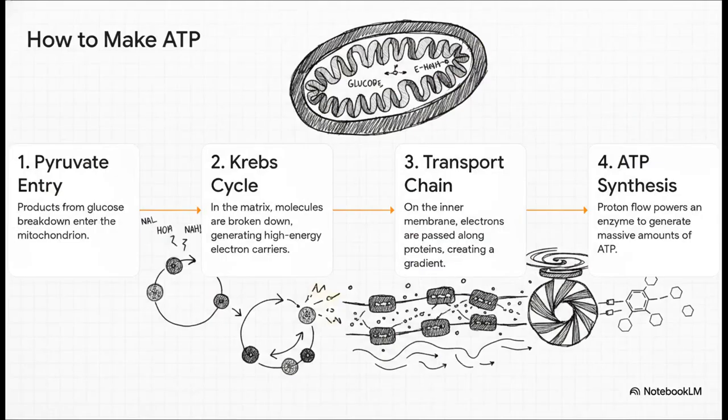Okay, so here's the quick and dirty on how that engine works. First, fuel from broken down glucose enters the power plant. Then, it goes through something called the Krebs cycle, which basically rips it apart and generates these high-energy particles. Those particles then go to that folded inner membrane and pass their energy down an assembly line of proteins. This whole process powers an unbelievable molecular turbine, this enzyme that physically spins around and just churns out huge amounts of ATP. It is a stunningly efficient biological machine.